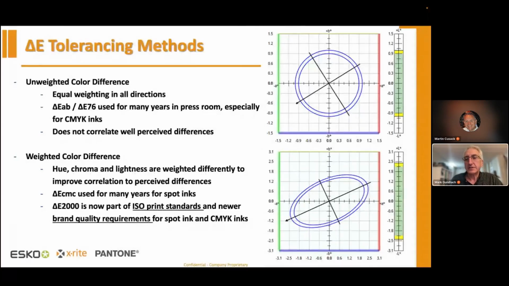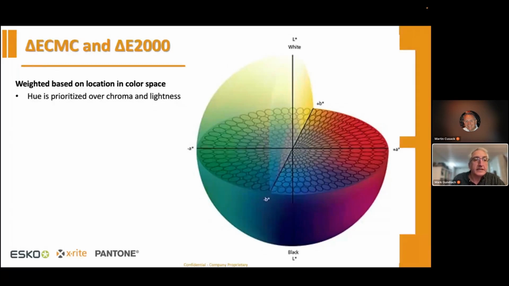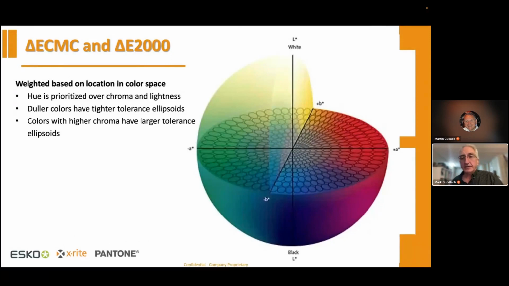So if you looked at these tolerancing areas around each of our standards, what you would see, if you looked at different colors, is that it's weighted depending on the location in the color space. Again, hue is prioritized over chroma and lightness, and in the duller colors, those towards the center of the color space, they're going to be smaller ellipses, okay? And then as we move out to the more saturated areas, we're going to see much larger ellipsoids around these, okay? So it's allowing for a much larger difference in color measurement before we'd see a perceived difference in color.